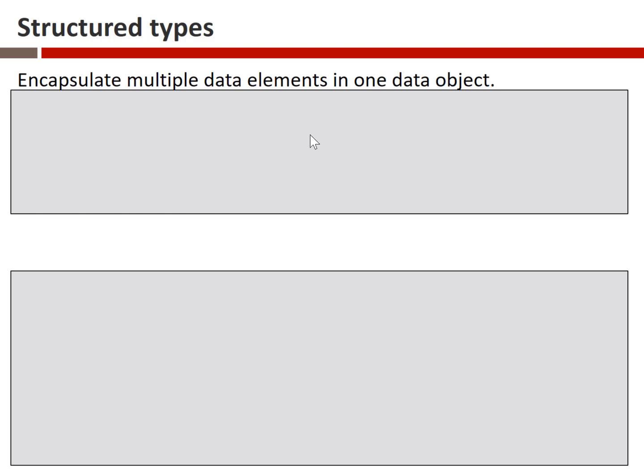Structured types. Structured types give us the ability to encapsulate multiple data elements in one data object. In PHP, I think we called these records. In C, they are called structs. I don't recall what they are called in Java. Anybody happen to know that right off? Maybe as we explain it more, some of you will be able to remind me what this is called in Java, but I'm guessing that you have worked with these before.